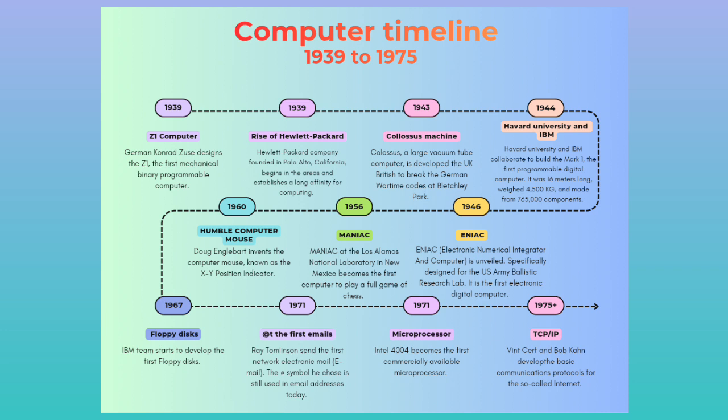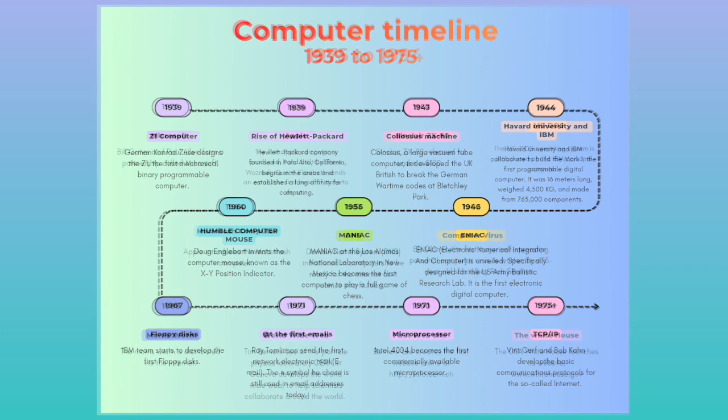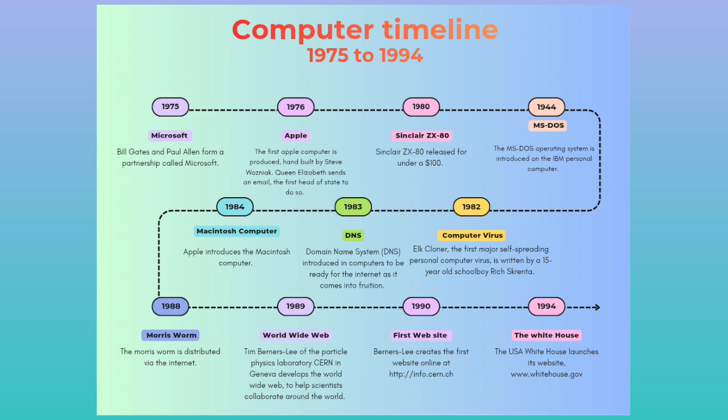The term computer system may refer to a nominally complete computer that includes the hardware, operating system, software, and peripheral equipment required and used for full operation, or to a group of computers that are linked and function together, such as a computer network or computer cluster.